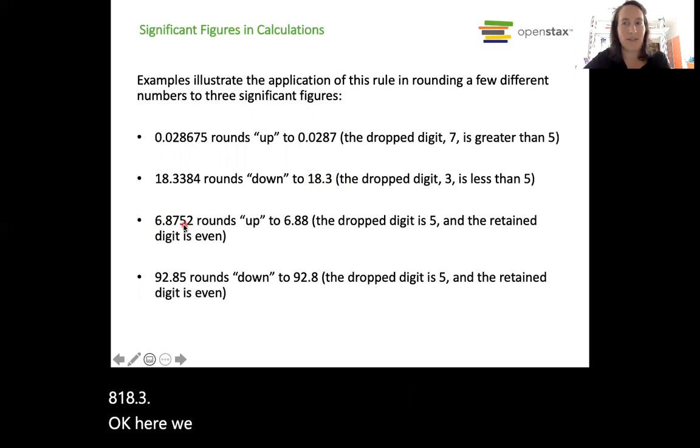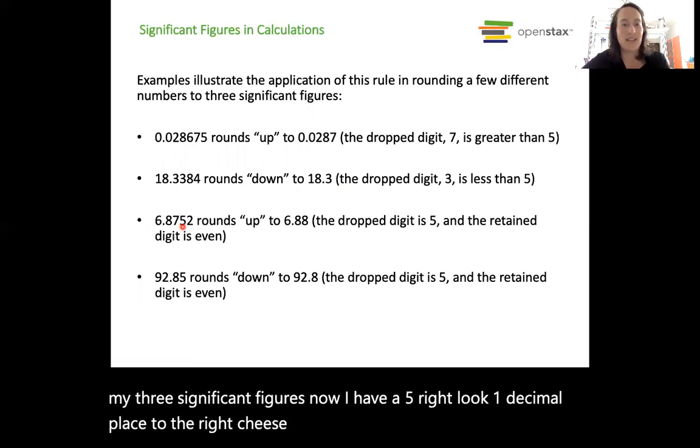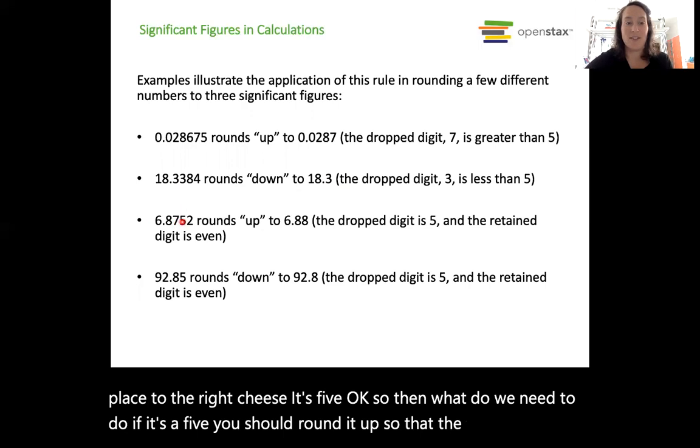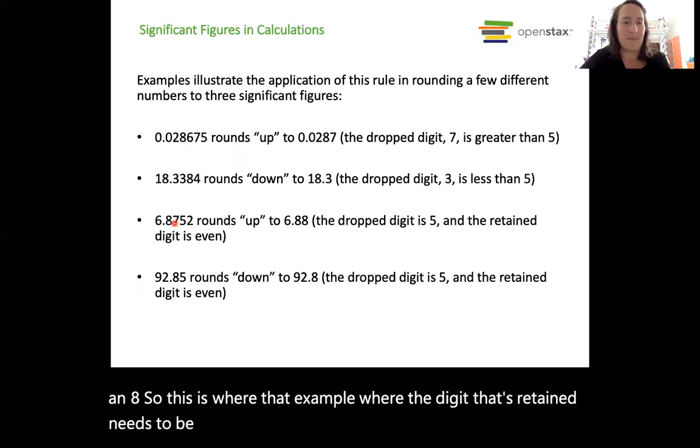Here's an example where I got a 5. 6.87. There's my 3 significant figures. Now I have a 7, right? Look 1 decimal place to the right. Oh, geez, it's a 5. So then what do we need to do? If it's a 5, you should round it up so that the 7 becomes an 8. So this is the example where the digit that's retained needs to be an even value.